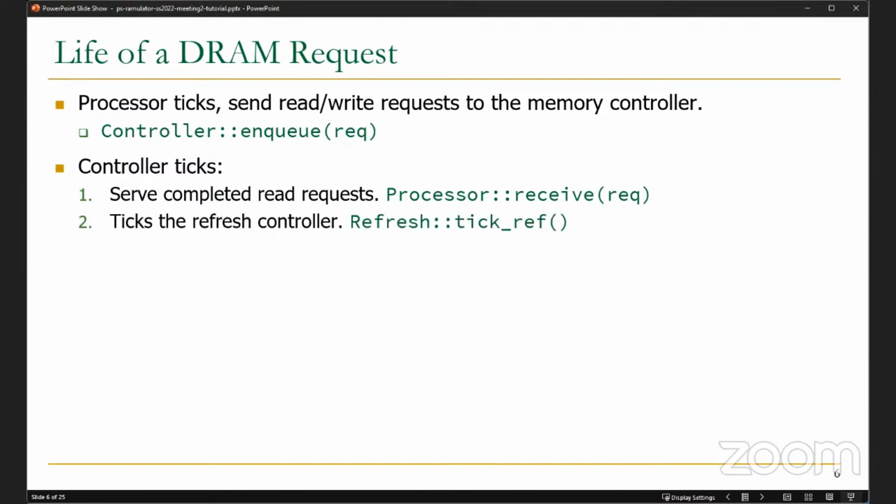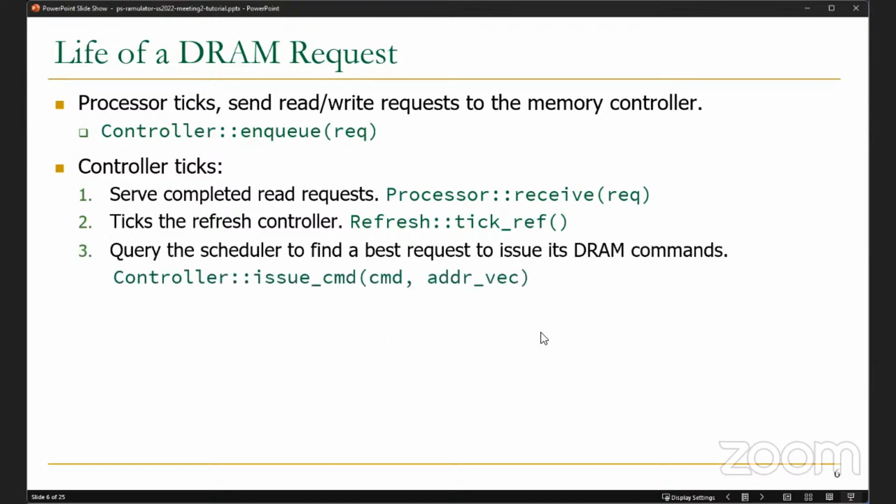Second, it will tick the refresh controller in order to perform refresh bookkeeping operations. For example, incrementing the refresh counter and actually issuing the refresh command. Third, it queries the request scheduler to find the best request to issue its corresponding DRAM commands.